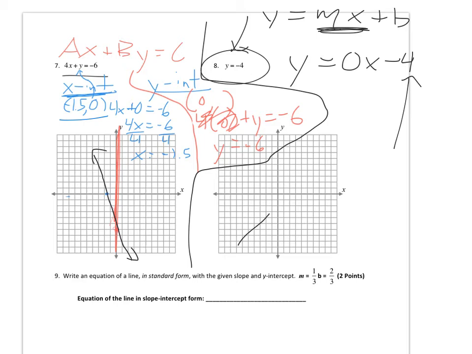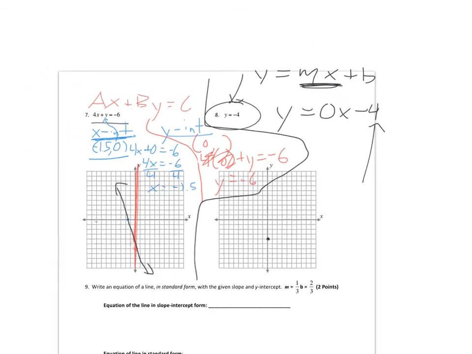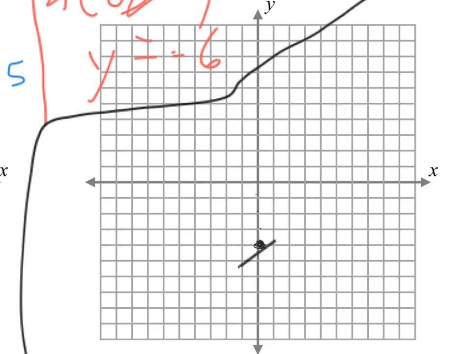So I'm going to plot that. Y-intercept of negative 4. 1, 2, 3, 4. And the next question is, what does a slope of 0 mean? If you remember, a slope of 0 is a flat line. And a flat line looks like that.